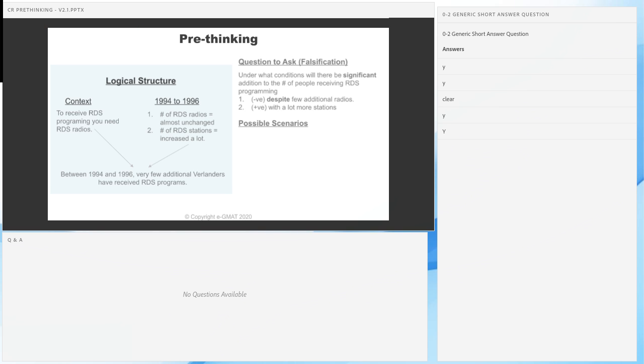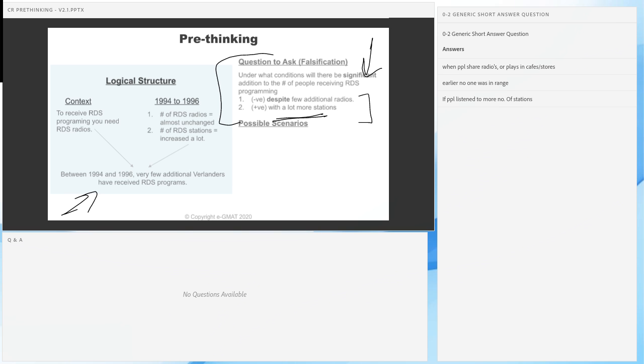Okay. Now we're going to go through the same process. You're going to ask the same falsification question. Under what circumstances will there be a significant increase in the number of V's receiving RDS programming, even though the number of radios remain the same, and when we have a lot more stations? Can you give me scenarios in which I can break this conclusion? Can you tell me how I will be able to break this conclusion, shatter it? Get way more people to listen to RDS programming, even though I may have the same number of radios and a lot more transmitting stations.